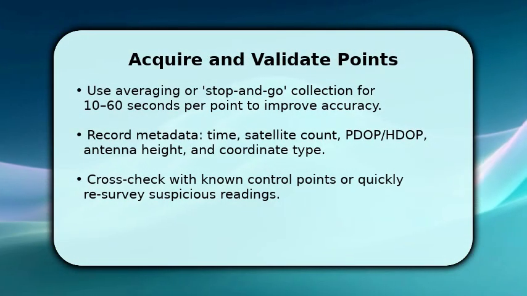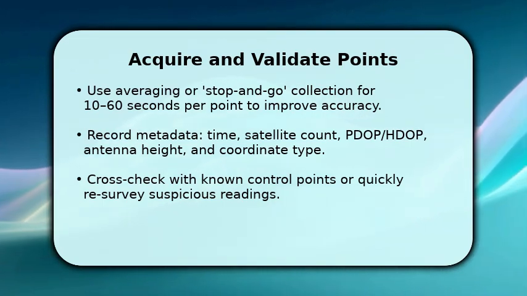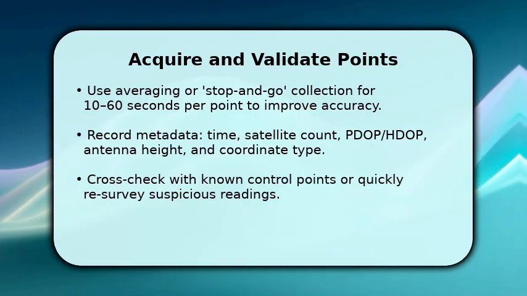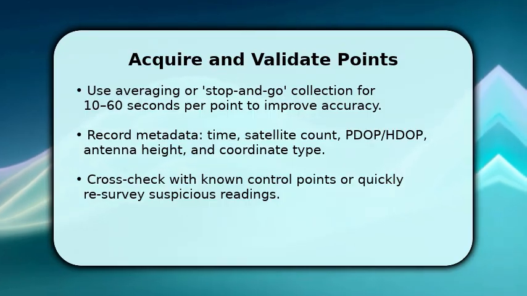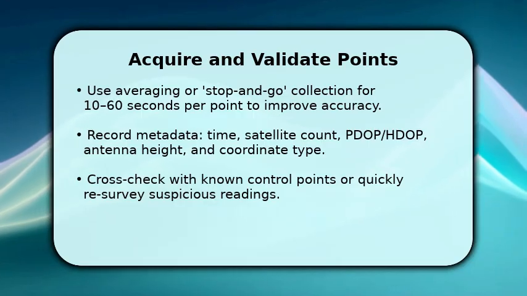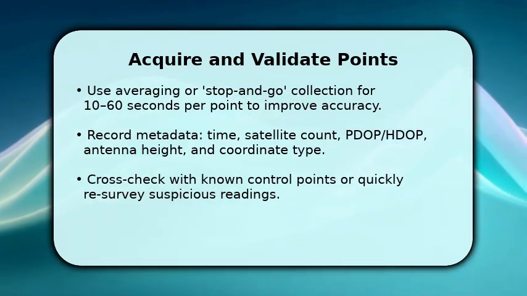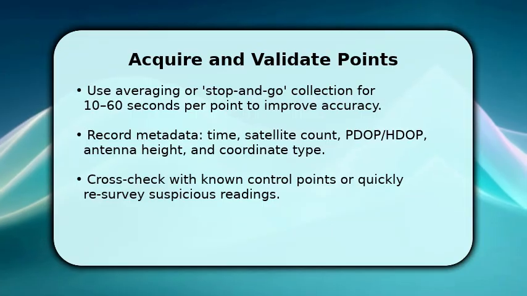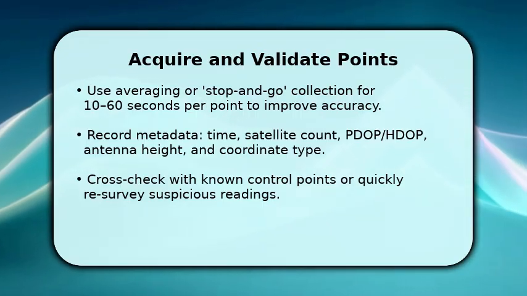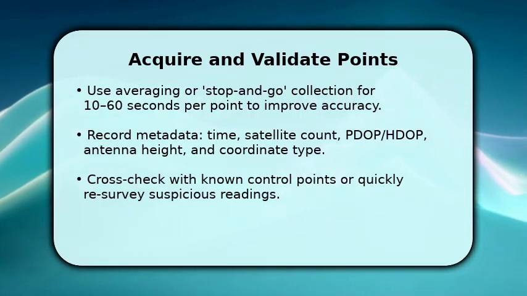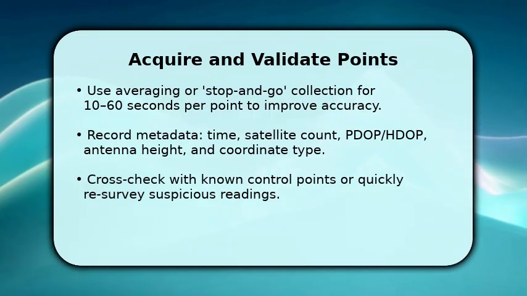This quick sequence gets you from setup to the first stable fix without wasting field time, and it prevents data mismatches later. Once you have a stable fix, collect points using consistent technique to ensure accuracy. Aim for 10 to 60 seconds averaging per point, or use stop and go with a stable antenna height. This reduces random error. Make sure to log satellite count, PDOP or HDOP, antenna height, and coordinate system for each record so you can validate later.